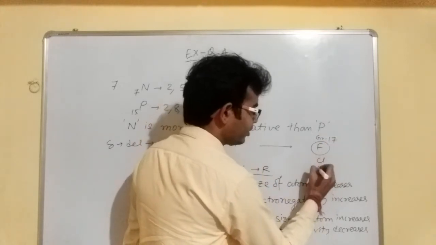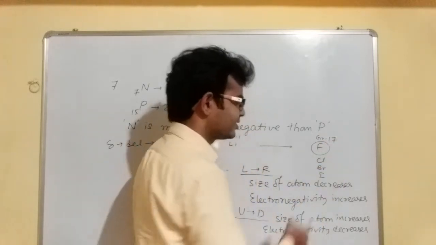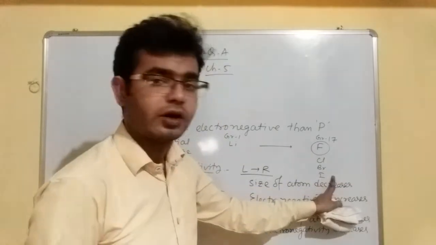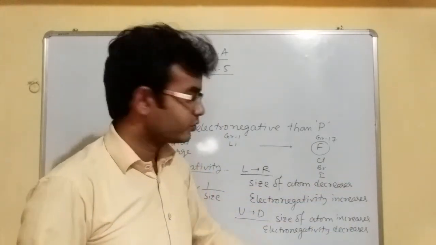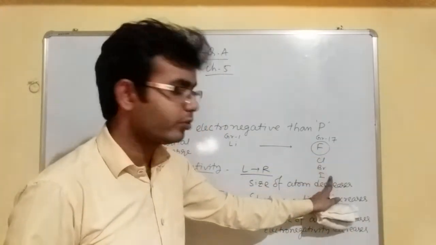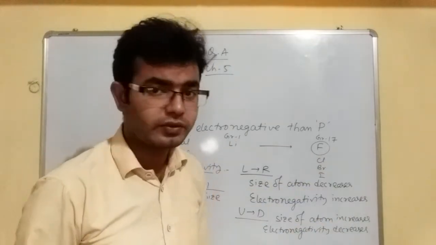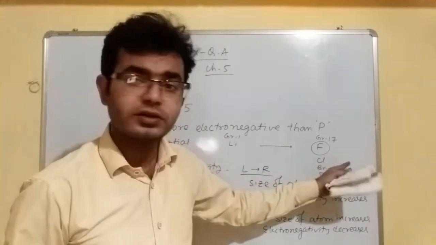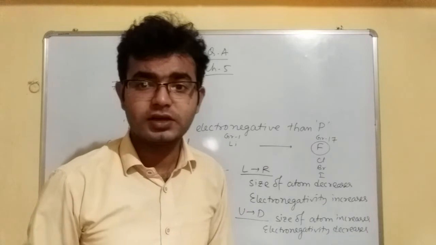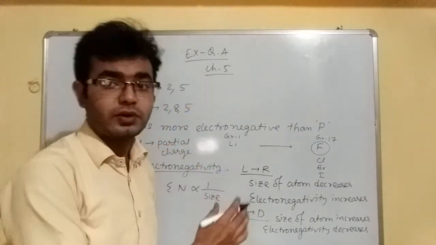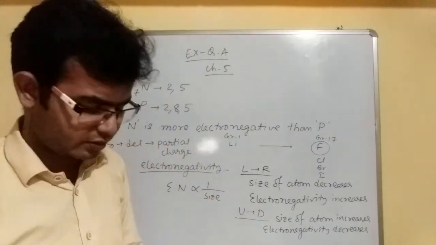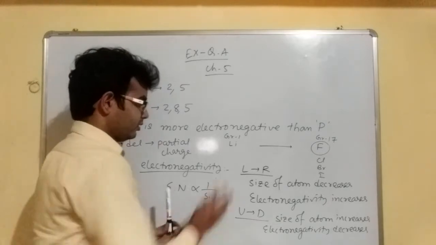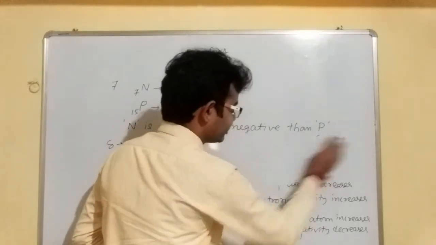Okay, fluorine, chlorine, bromine, iodine. Okay, so if we move up to down, then the electronegativity decreases. So among fluorine, chlorine, bromine, iodine, the fluorine is the most electronegative, and when you move left to right, the electronegativity increases. So hence the fluorine is the most electronegative element. Right? So now I think it is clear.